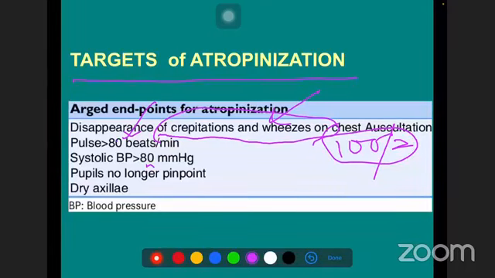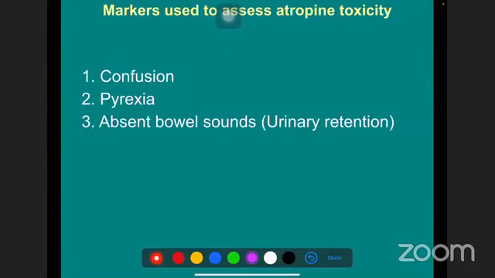So what are the markers of atropine toxicity? In some cases there is atropine toxicity, there is no atropinization. If I give too much atropine, atropine toxicity occurs. If atropine toxicity occurs, in that case we have to stop the atropine. We should know the atropine toxicity. My target is atropinization, not to cause atropine toxicity. There is one poisoning already, I will not cause another.